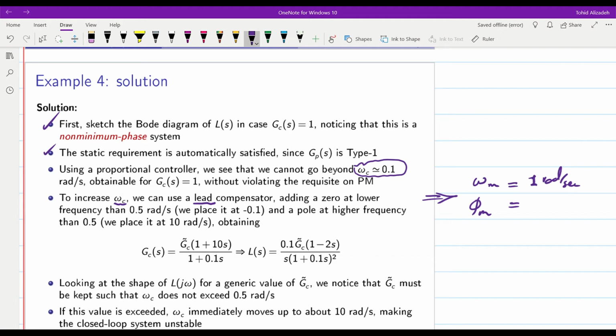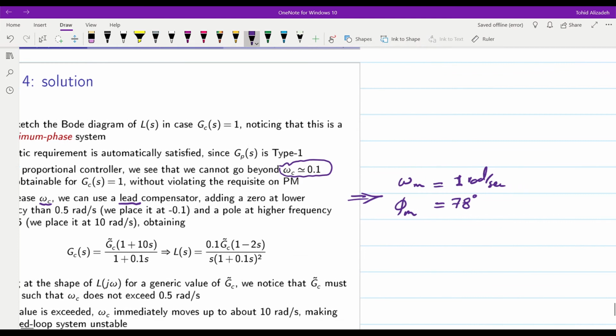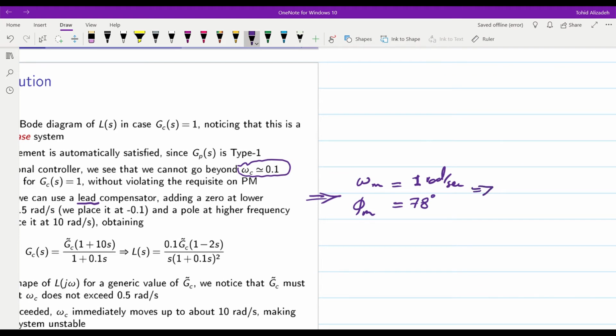We want to increase positive phase as much as possible in order to be able to increase the crossover frequency. So if we take phi m equal to 78 degrees, with omega m equal to 1, then you can refer to the formulations that we have for the lead compensator. You will end up with alpha equal to 0.01. And eventually we will have the values for the pole and 0 of the controller. The 0 will be equal to 0.1 and the pole will be located at 10.